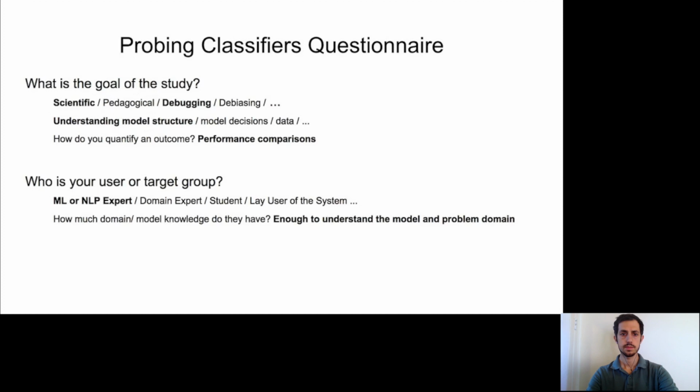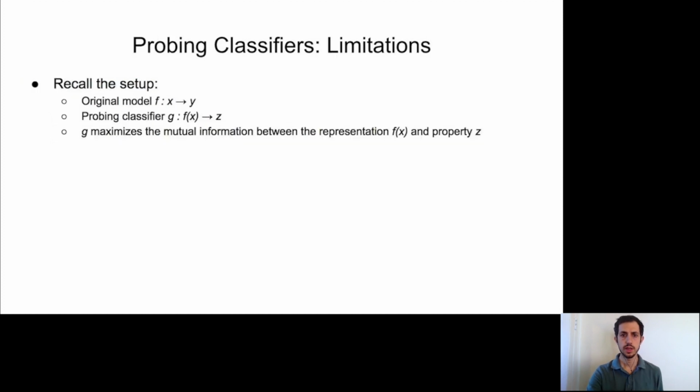Okay, so we'll run fast forward and discuss the main limitations of this approach of probing classifiers. Let's recall the setup once more. We have an original model F that maps some input X to some output Y, and we have a probing classifier G that takes a representation from F and maps that to Z. And we show that what G does is it maximizes the mutual information between the representation learned by F and the property Z.